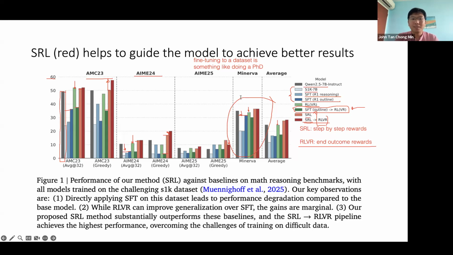So I don't think fine-tuning on a data set is actually the best way to go about doing things. There must be another approach, and maybe that approach is this supervised reinforcement learning. I'm going to pause here for a while for any questions or comments.